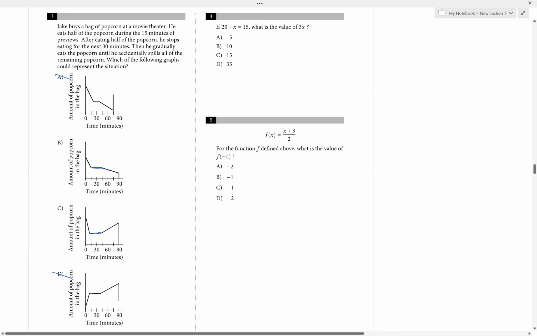Okay, so for B, this makes sense, right? Because it's gradually decreasing because he's eating. So it should gradually decrease, and then in the end, it's a sharp decrease to 0. That's the spill. So then it should be B, because C doesn't make sense, because here we have an increase, right? He's not refilling the popcorn, so it shouldn't be any increase over here. So it's not C. All right, so for number 3, our best answer here will be letter B.